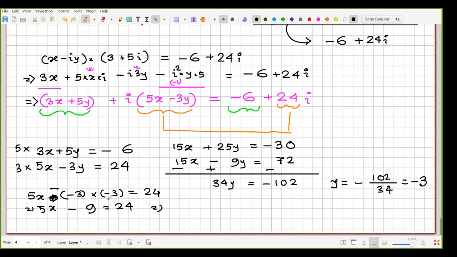Five x minus 3 into minus 3, sorry, that is 3 into minus 3, now minus plus 9, right? So 5x is equal to 24 minus 9, that means 15. So x is equal to 3, y is equal to minus 3. What is happening here? We have taken the minus both times. That's why that was a problem. Minus of 3 into minus 3, that means y. Okay, so x is equal to 3, y is equal to minus 3. So in that way, we can also solve the problem.